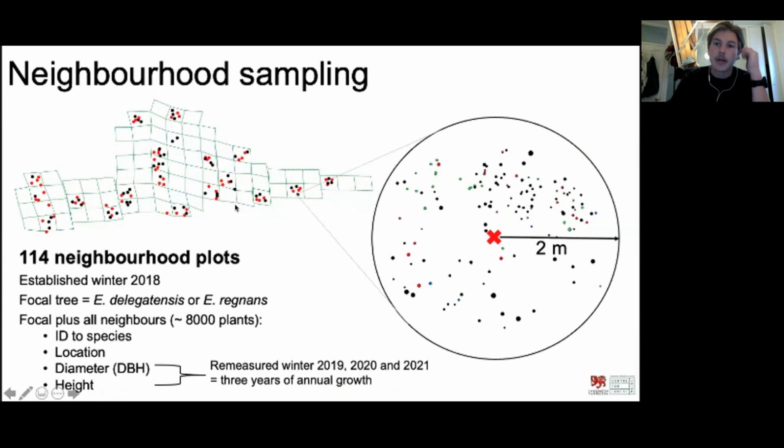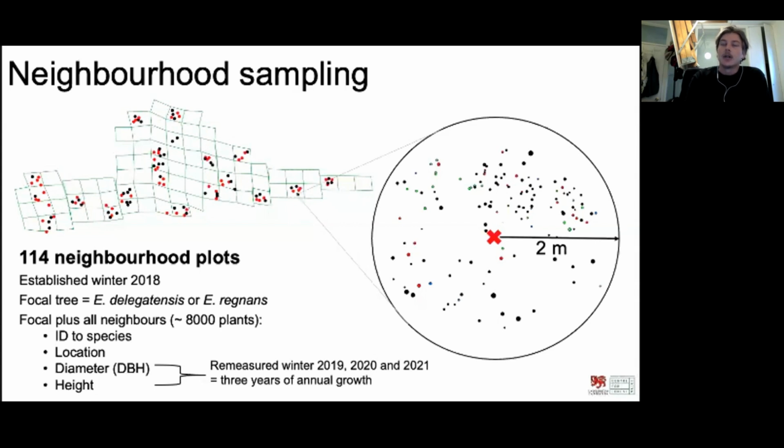And then the red and black circles indicate a neighbourhood plot, which is surrounding either a Eucalyptus regnans tree or a delegatensis focal plant, represented by the red and black colours. Each of these neighbourhood plots, zoomed in on here on the right, shows the focal plant in the middle, and then all these other points around are neighbours, and we mapped all these neighbours within 2 metres of the focal plant. For the focal tree as well as all the neighbours, we measured the height and the DBH in the exact location to an accuracy of about 10 centimetres.